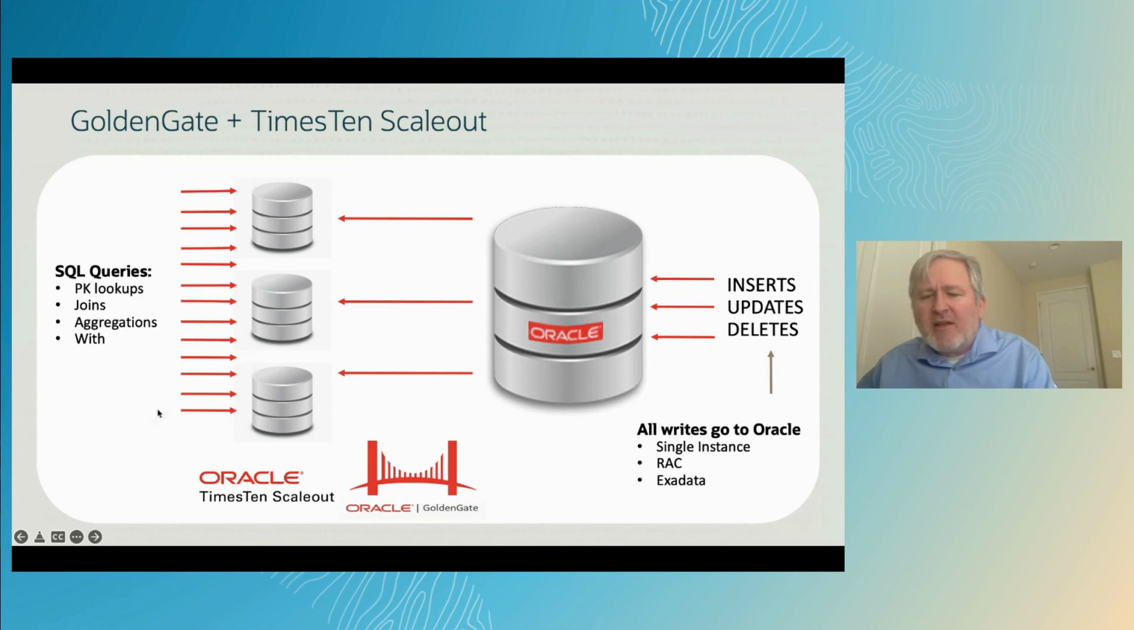So why did they do that? They found, based on the customer's benchmarks, that they could do very complicated queries 33 times faster than their existing large Real Application Clusters database. So the customer was very happy because they were able to meet the performance objectives using TimesTen Scale Out with GoldenGate against their existing RAC database.